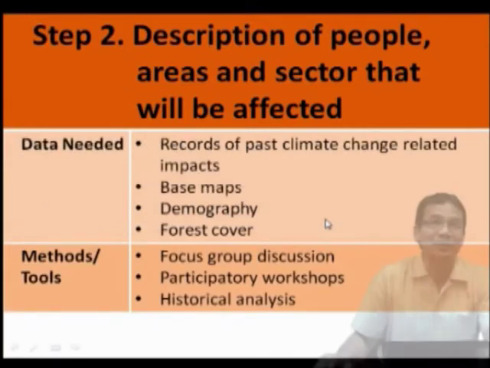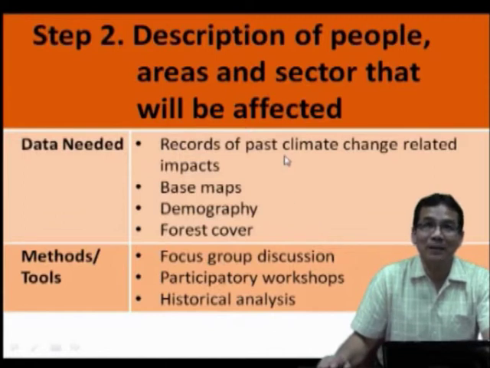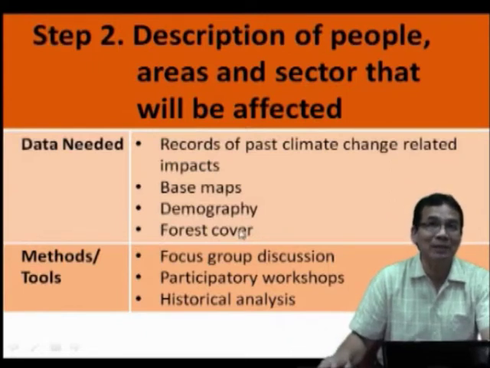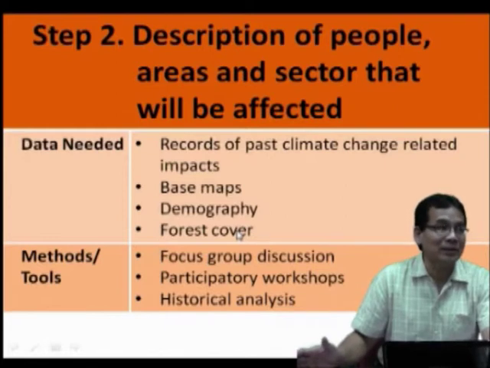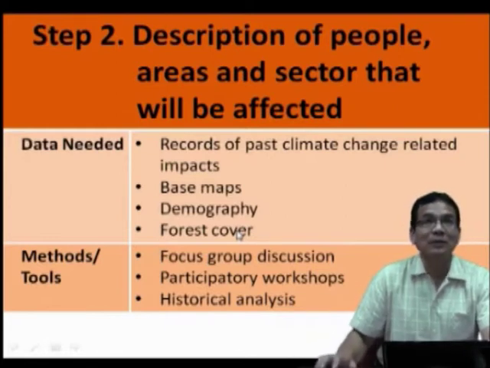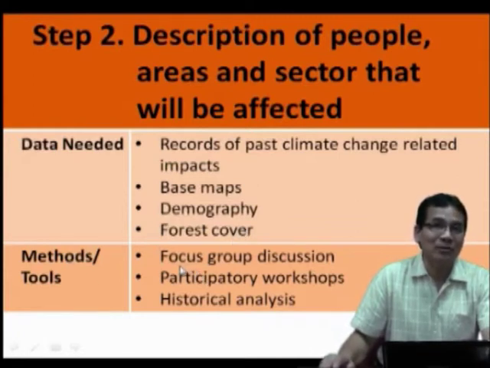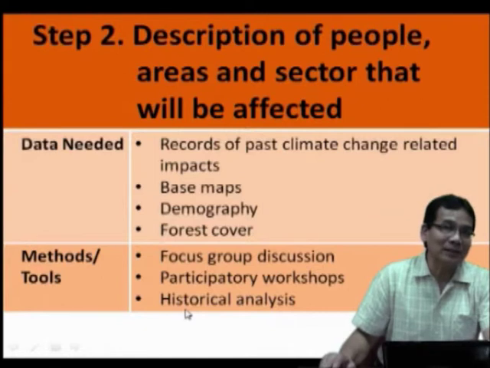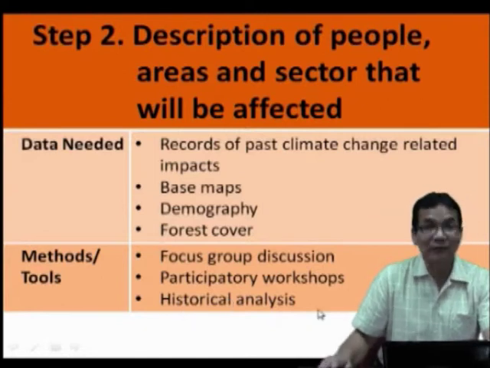The data that we need for this particular step include records of past climate change related impacts, base maps, demographic information, and information on forest cover. And this is if you are conducting a vulnerability assessment for the forestry sector. But then you can include other specific information as may be related to the particular area of interest or groups of people that you are trying to study. In generating this information, again, focus group discussion will be very useful, as well as participatory workshops, and historical analysis or reconstruction of past events.